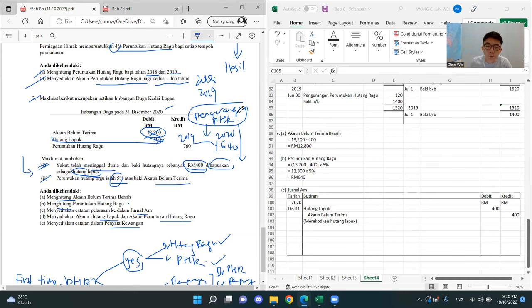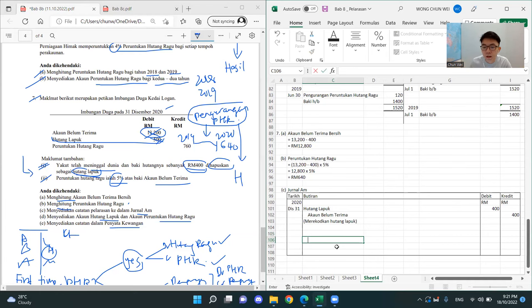So a pengurangan PHR is a hasil, and based on your ABALIM, you see that the hasil, the H is on the credit side. Therefore, we have to credit the pengurangan peruntukan hutang ragu. Is it? Pengurangan peruntukan hutang ragu. And what is the account that we have to debit? I told you, whenever you see a pengurangan PHR, whatever PHR, you definitely have to debit or credit the PHR, Peruntukan Hutang Ragu.